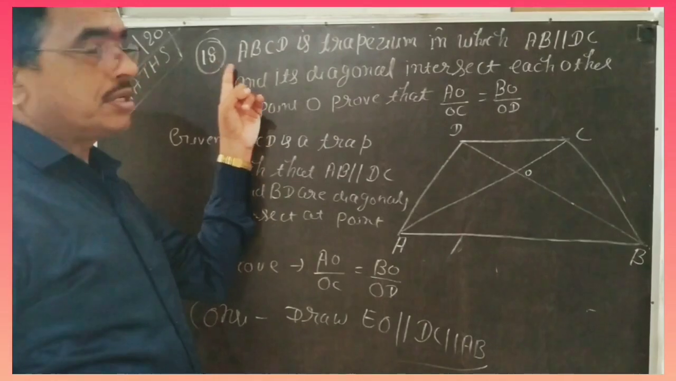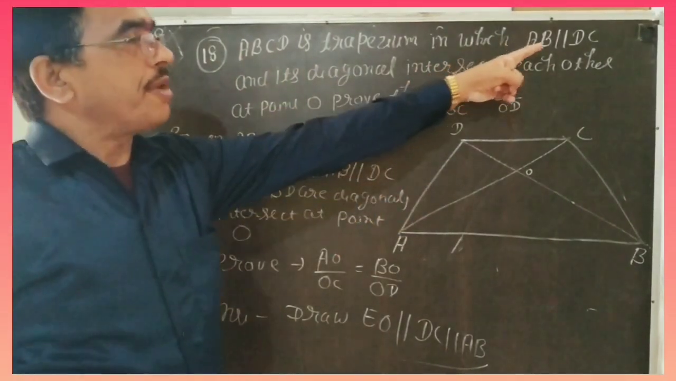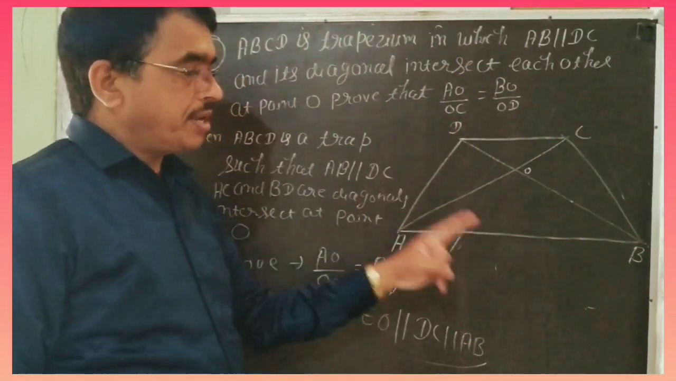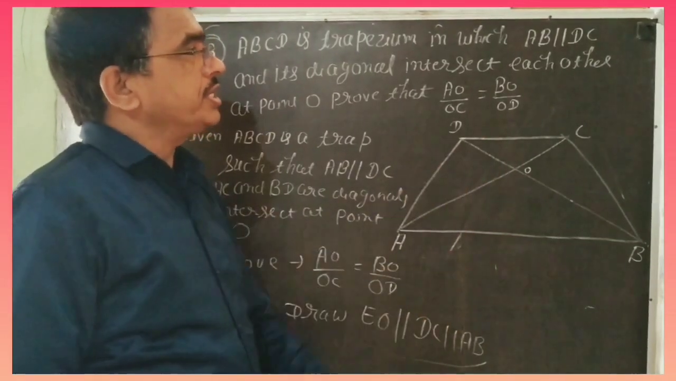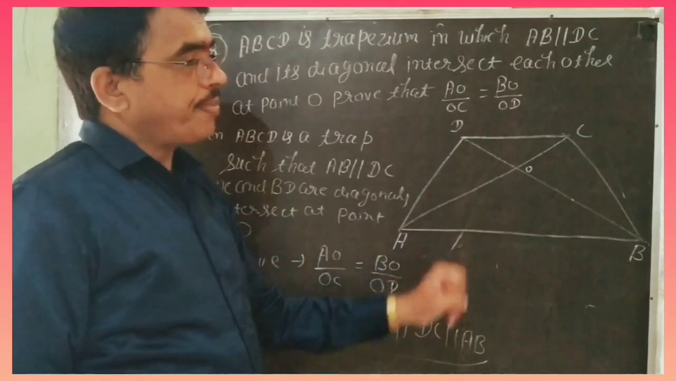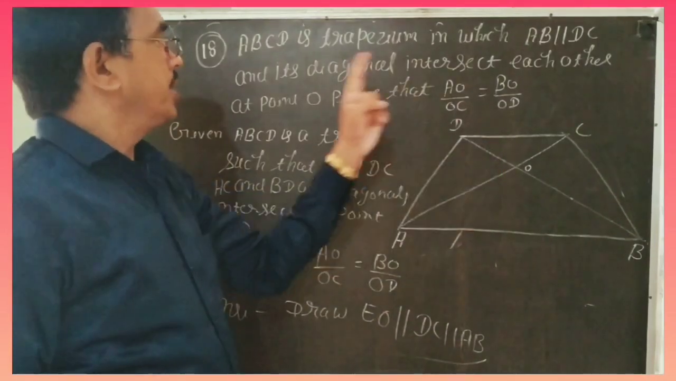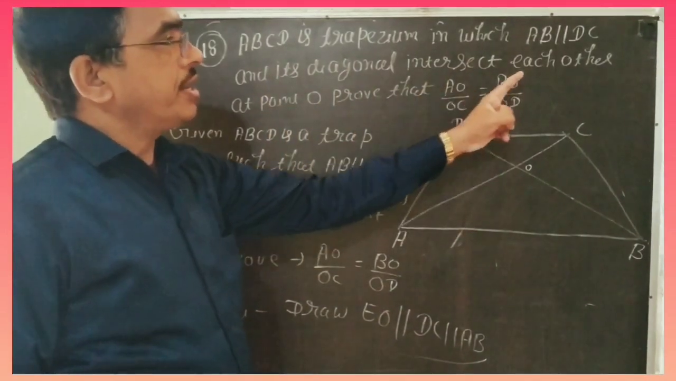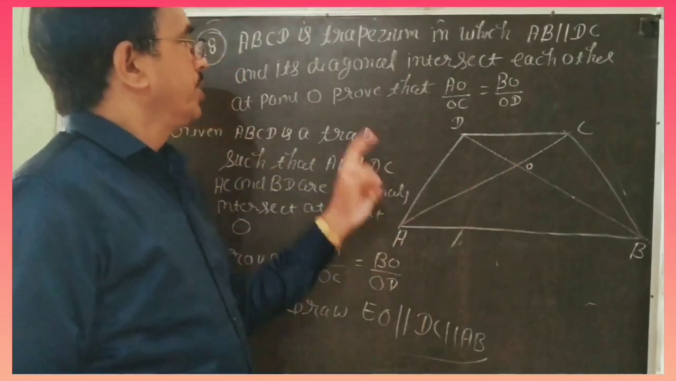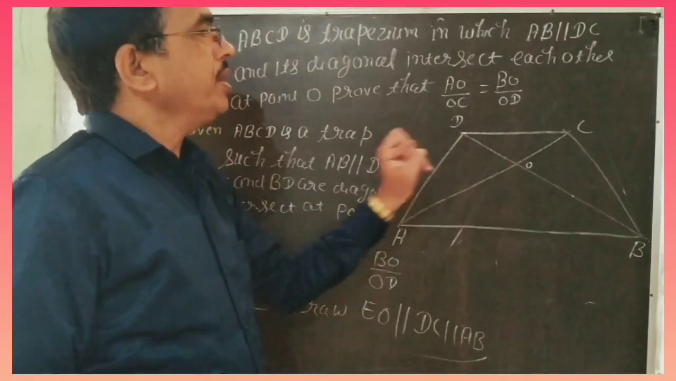So dear students, see here carefully. ABCD is a trapezium in which AB is parallel to DC. I draw the figure: trapezium ABCD such that this line AB is parallel to DC. A trapezium is a quadrilateral in which one pair of opposite sides is parallel, and the other pair of sides is not parallel. So AB is parallel to DC, and its diagonals AC and BD intersect each other at point O. Then prove that AO by OC is equal to BO by OD.